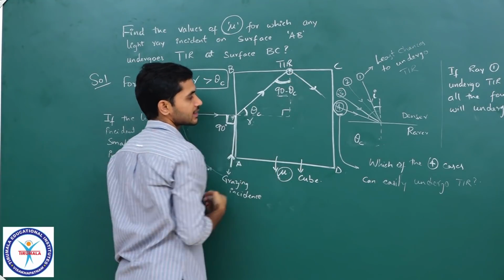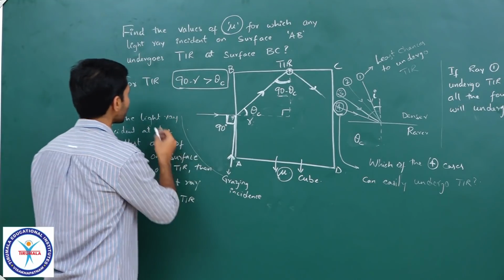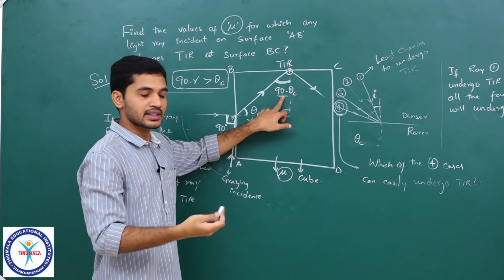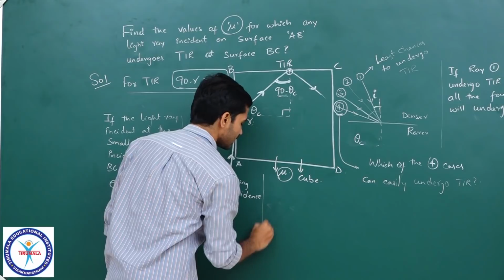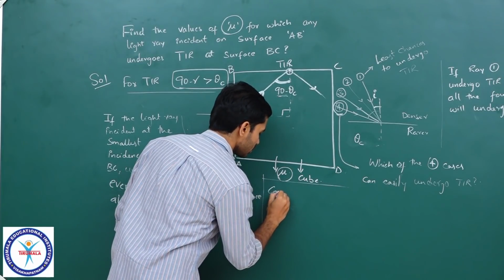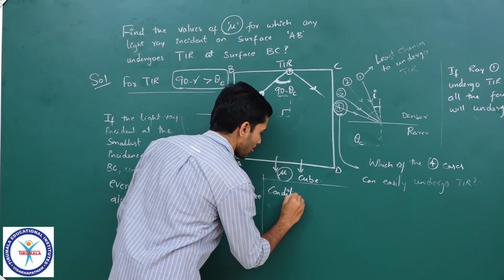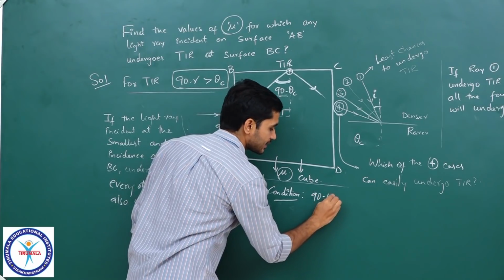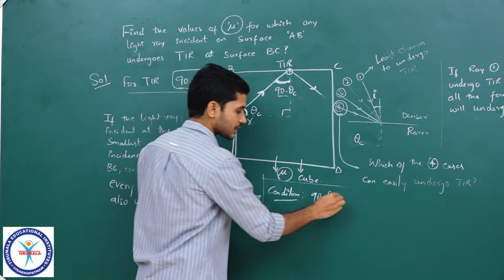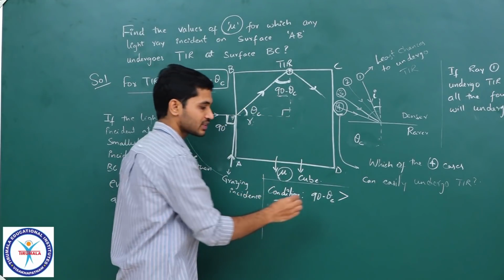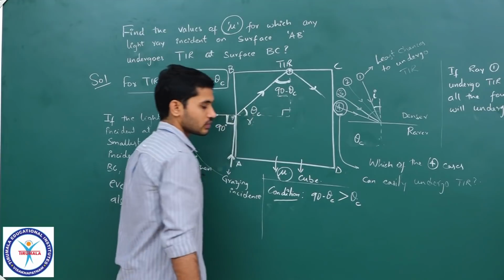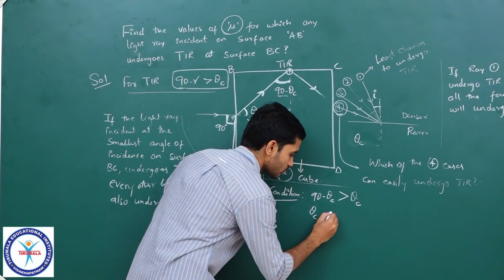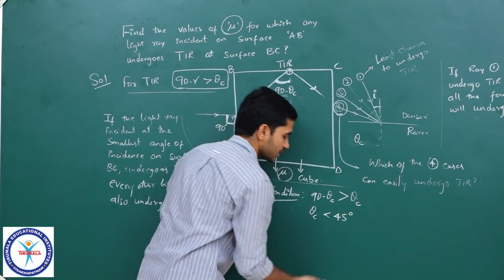So, the angle of incidence here is 90 minus theta c. How do we write the condition for TIR? This one, right? The angle of incidence should be greater than critical angle. So, the condition is something like this. This angle of incidence 90 minus theta c should be greater than the critical angle, and what is critical angle? Theta c. So, that would be the condition. If I simplify this, I will get theta c should be lesser than 45 degrees, right?